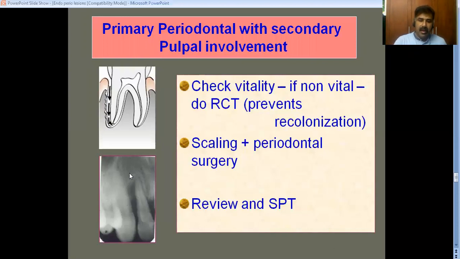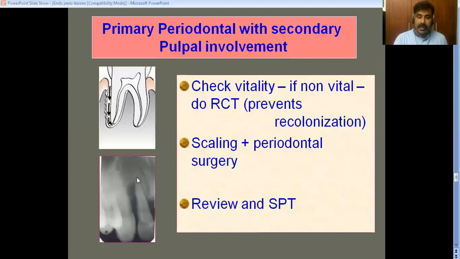What will happen? When you do a flap surgery, you open up this area, you debride it, you have made this area very sterile, and then you close the flap. But you have a pulp that is infected with a lot of microorganisms. So through the apical foramen, all these microorganisms will come and recolonize this area, and it will have a lesion over there, and probably the lesion may not resolve also.